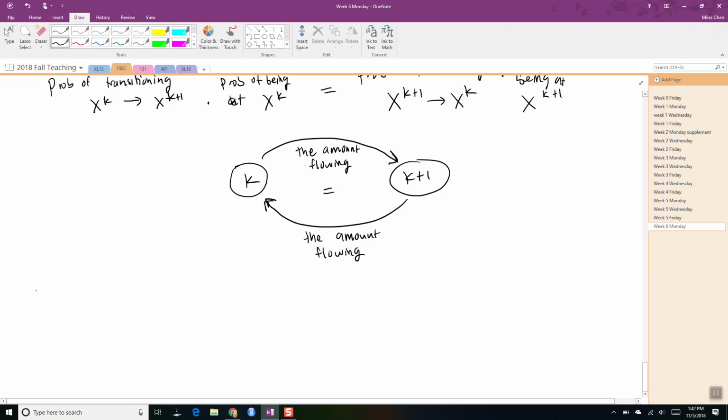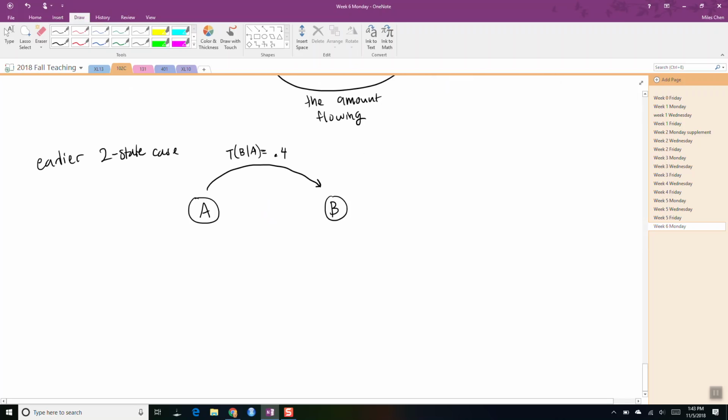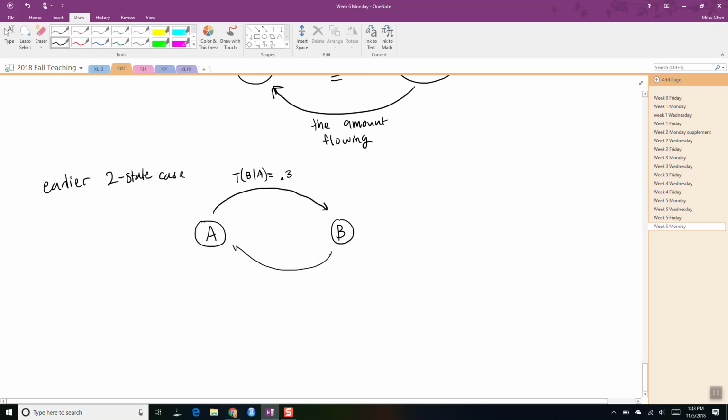So I think in an earlier two-state case, we had A and we had B, and we said the transition probability of going from B to A was equal to, I don't know, 0.4? Or was it, I forget what I wrote, 0.3? It doesn't matter. And then the transition probability of going to A, given that we're at B, is equal to 0.4, okay?